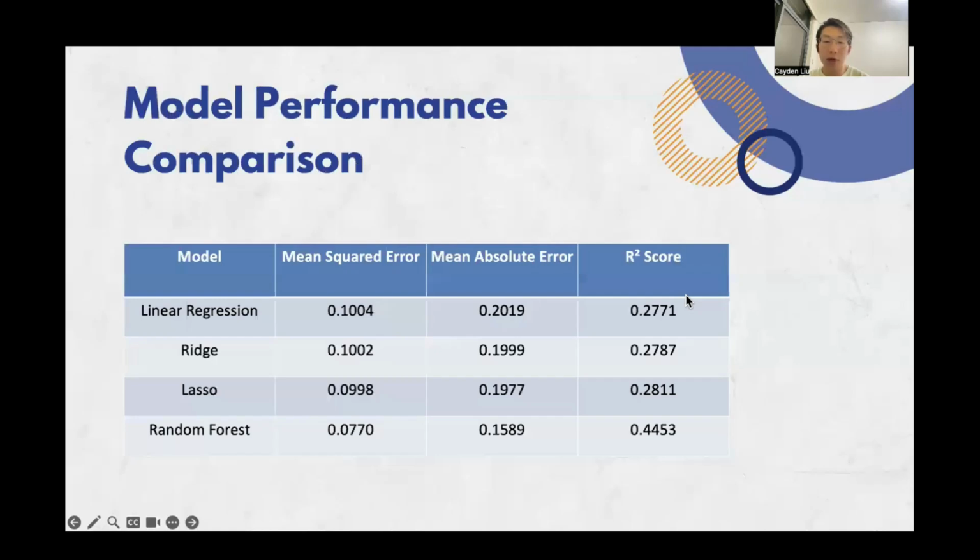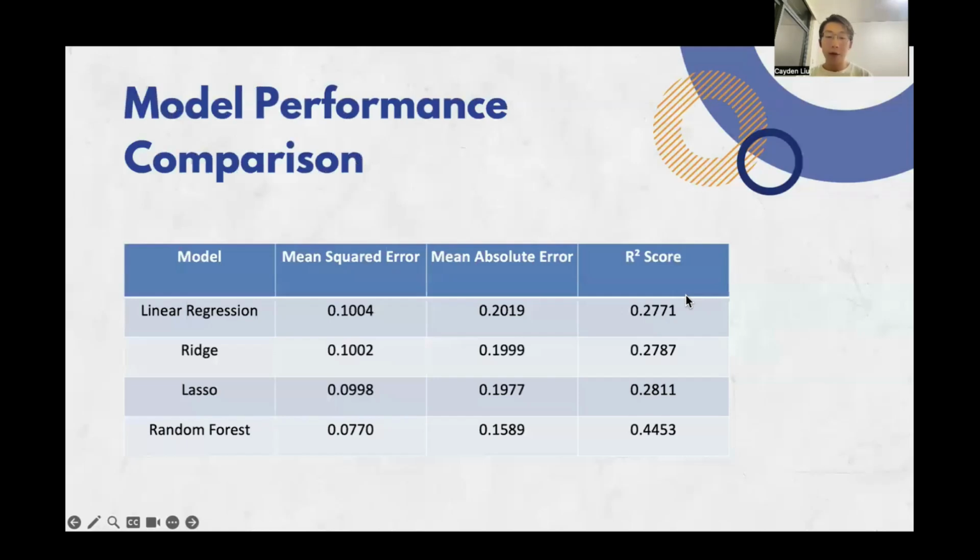Additionally, the random forest model has the highest R-squared score, meaning it explains approximately 44.53% of the variance in the data. These results highlight the superior performance of the random forest model. In conclusion, the random forest model outperforms the other models across all metrics, making it the best choice for our dataset. Its ability to provide accurate and reliable predictions is evident from its performance metrics.